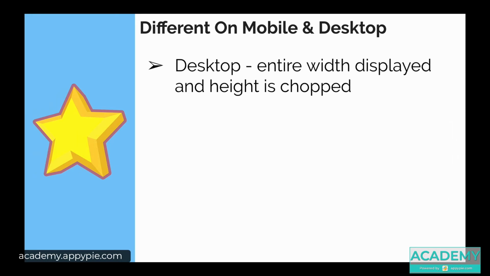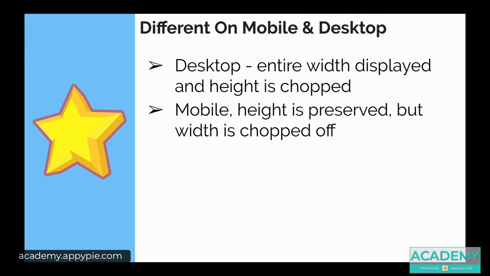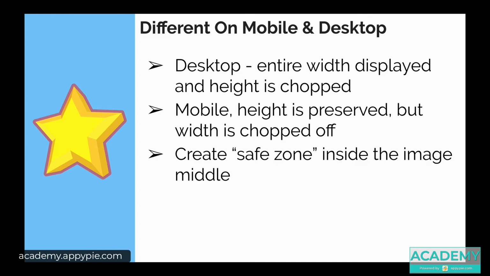So on desktop, the entire width is displayed and the height is typically chopped off. On mobile, the height is typically preserved or chopped off a little bit, but the width is chopped off by quite a bit. What happens is you have to direct your freelancer or whoever is going to create your banner to create what's called a safe zone inside the image middle so that it doesn't get cut off from any angle, on top or on the widths, depending on the devices.